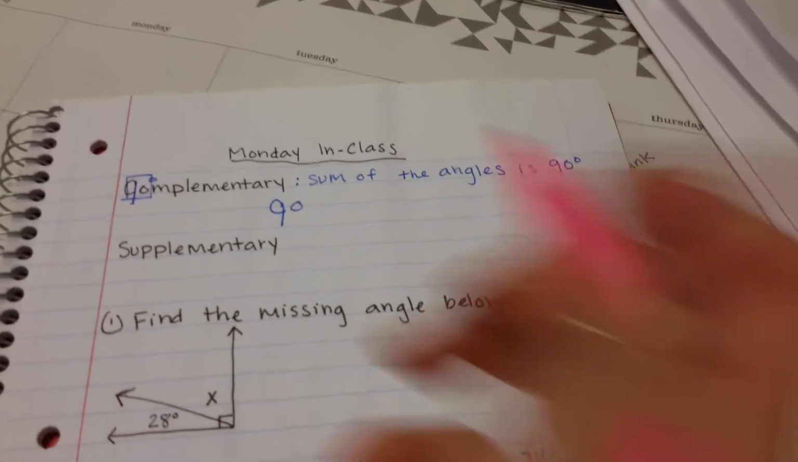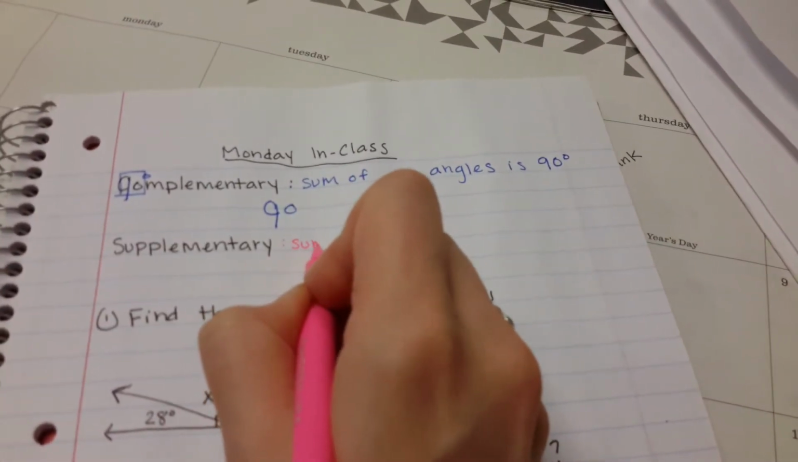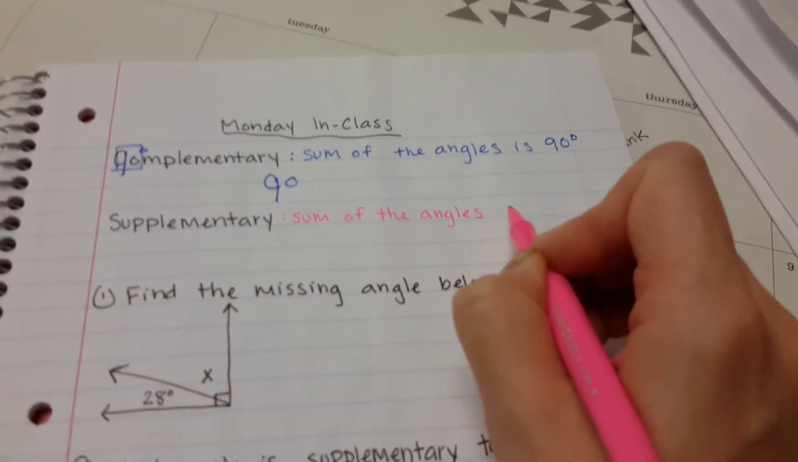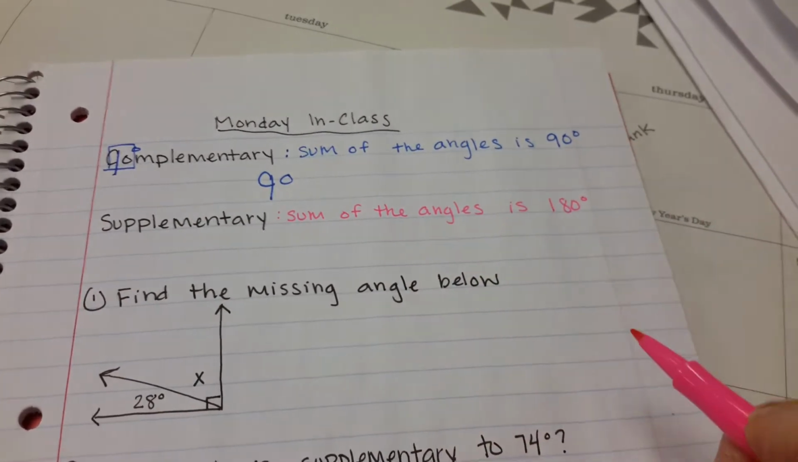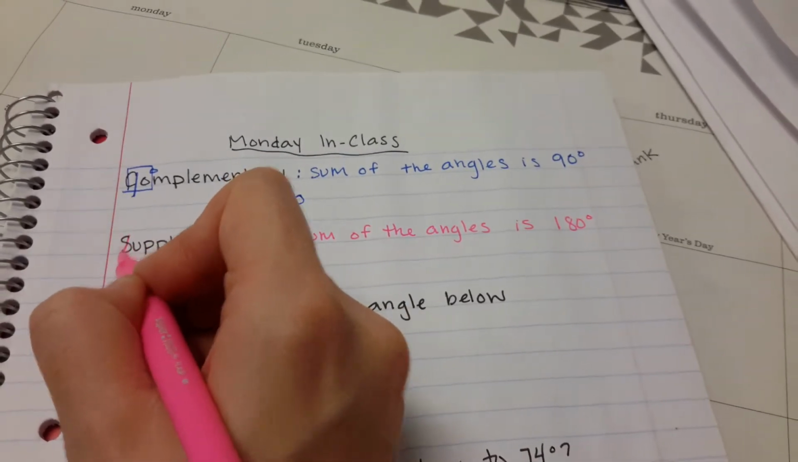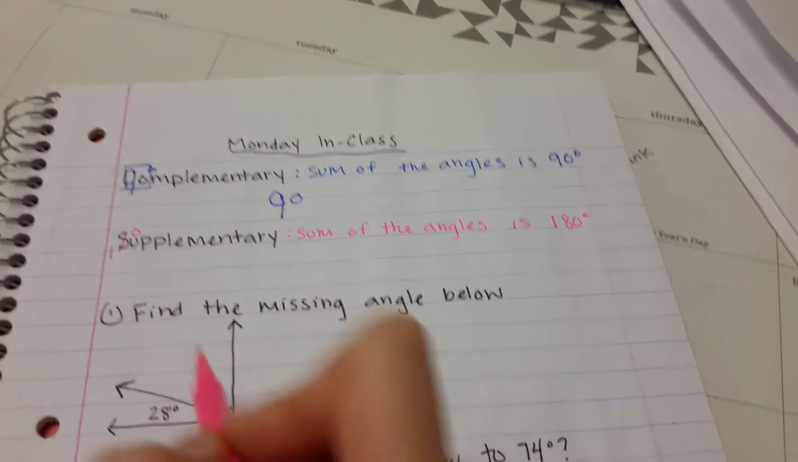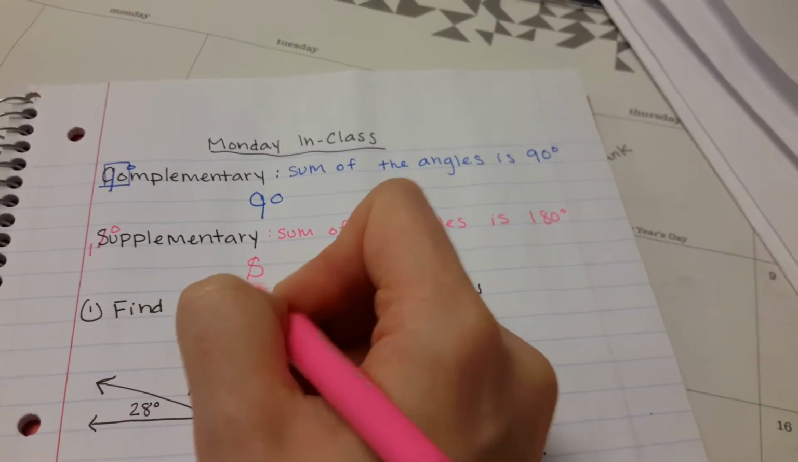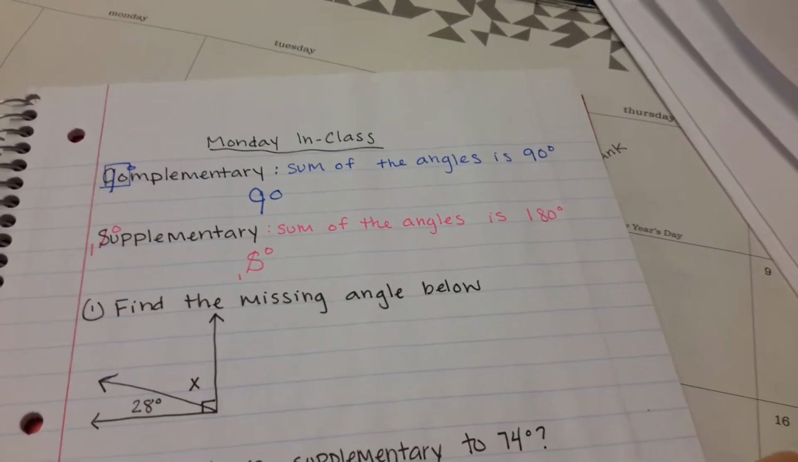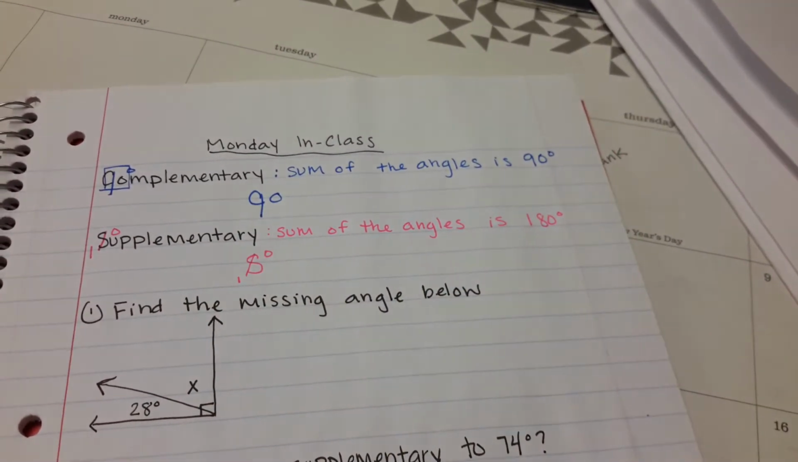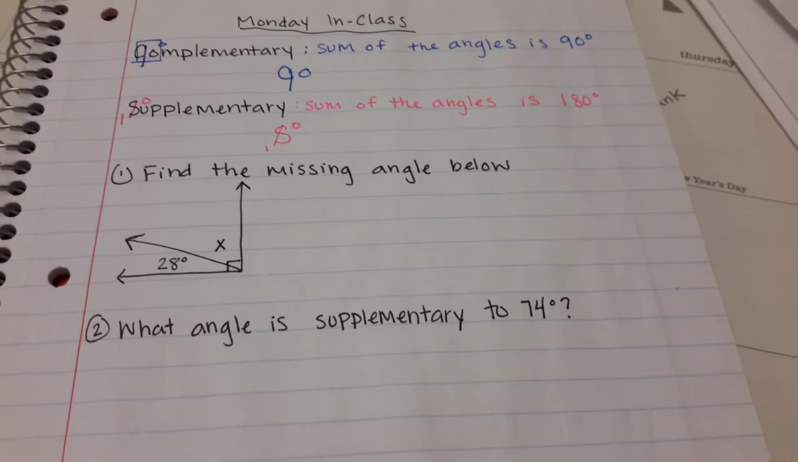Supplementary, on the other hand, is when the sum of the angles is 180 degrees. And of course, there's a trick for this one too. You can make your S an 8, 180. So again, supplementary, make your S an 8, 180 degrees. So the hardest part is just remembering that complementary is 90, supplementary is 180, but hopefully that trick will help you. Let's go ahead on to the first problem.